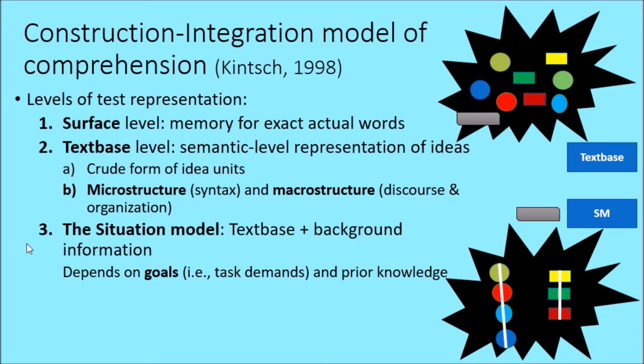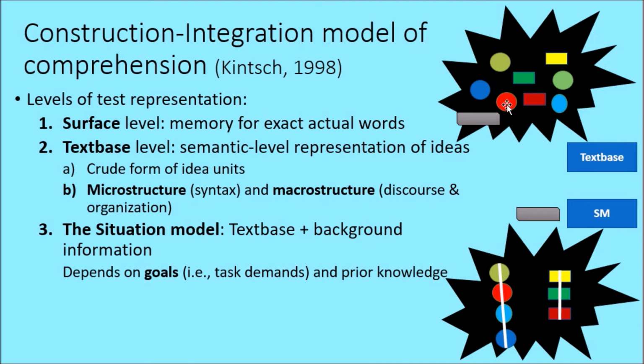And finally, it includes some microstructures. That's the syntactic structure of the sentences or the propositions we read, and macrostructure, which includes the discourse and organization of the text. I have represented text space here in this kind of shape. The background is dark, meaning that this is the boundaries of the text space that we have.